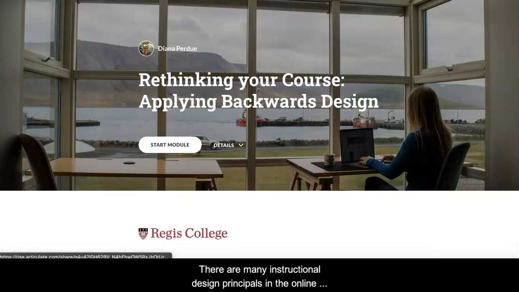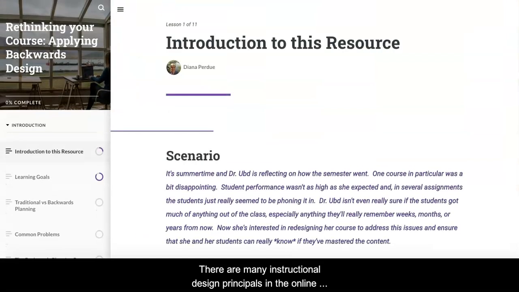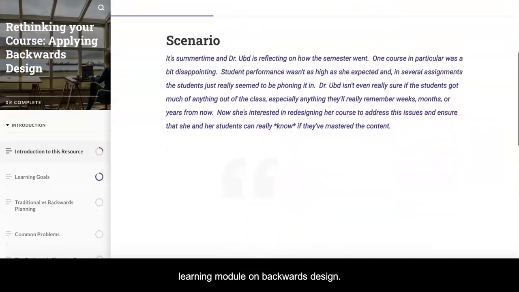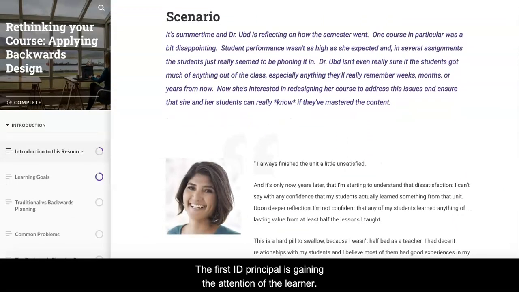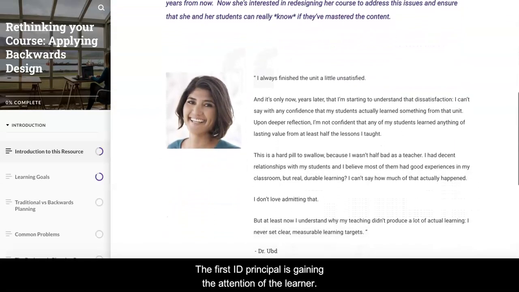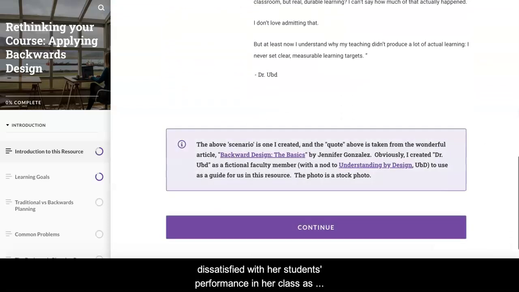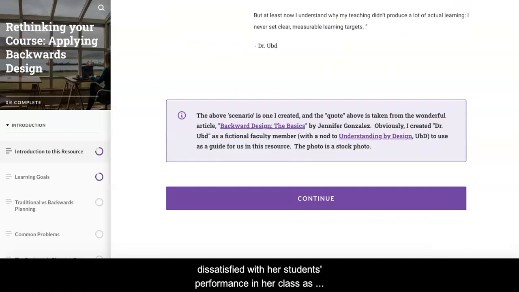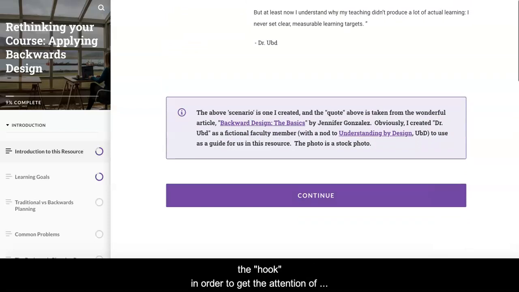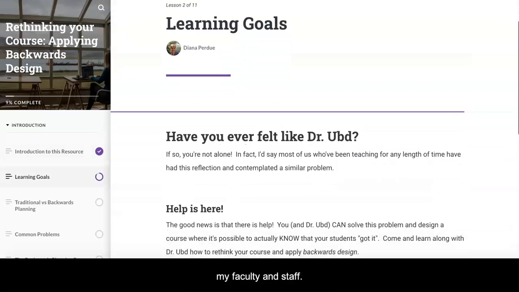There are many instructional design principles in the online learning module on backwards design. The first ID principle is gaining the attention of the learner. I used the scenario of a faculty member who's dissatisfied with her student's performance in her class as the hook in order to get the attention of my faculty and staff.